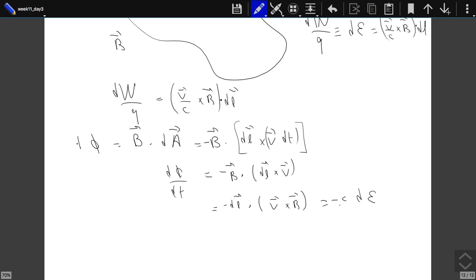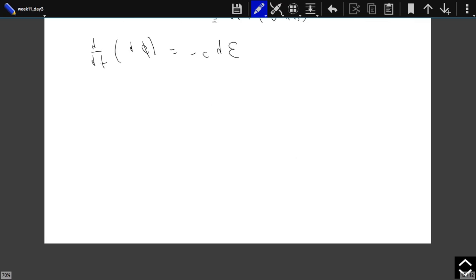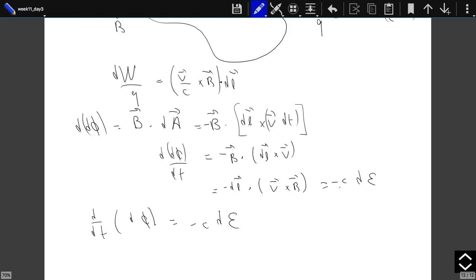Or let me just use this notation. Why did I change that? Because it's the change in flux for a very small area for a very small amount of time. So that's why it's the double small. So that tells me that d by dt of dΦ is equal to minus c times dε, which is basically the end of my proof.